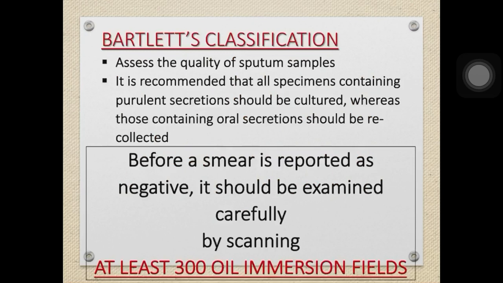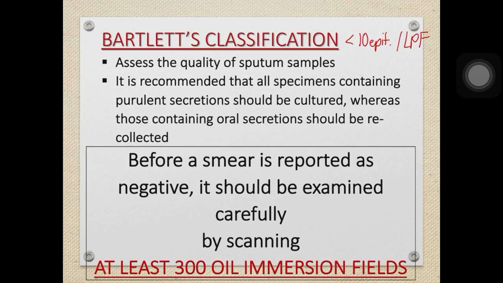Sputum, early morning sputum, na-concentrate po yung mga bacteria. Mas preferred po yung early morning sputum, pero hindi kagad po nag-culture ng sputum. Dapat po nating malaman, acceptable po ba to for culture? Ano yung acceptable sputum for culture? Less than 10 epithelial cells per low power field. Hindi po tayo nagko-culture ng 10 or more epithelial cell. Ibig pong sabihin, pag ganun, saliva po yung nakulekta nyo. And hindi tayo nagko-culture ng saliva.